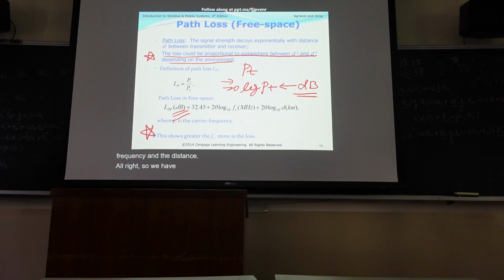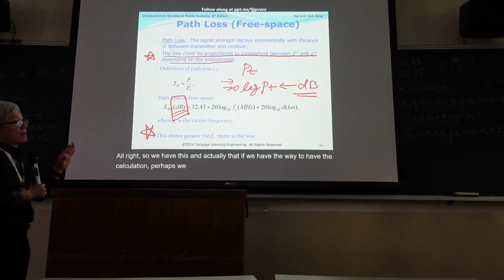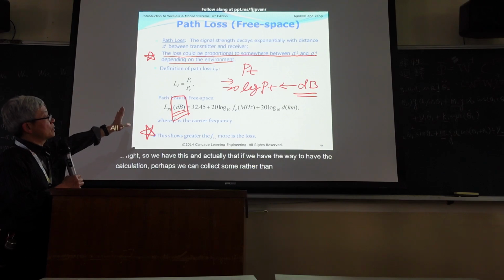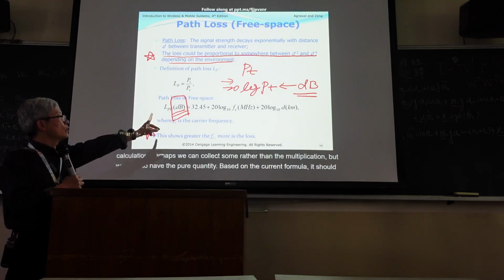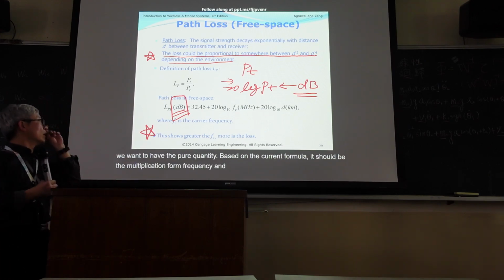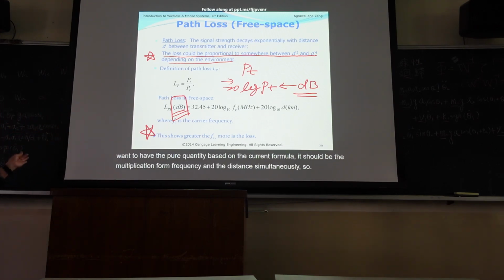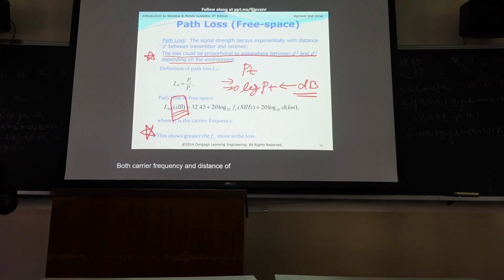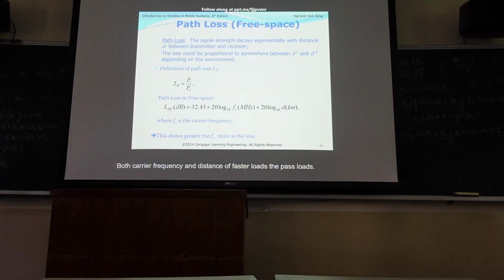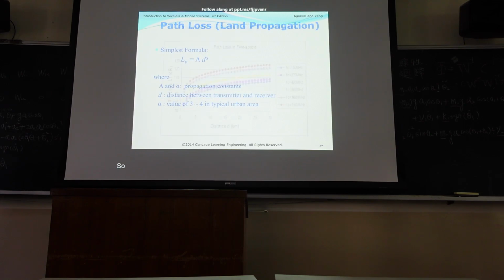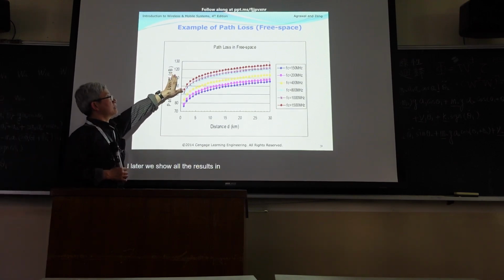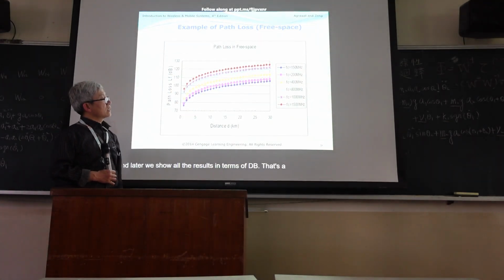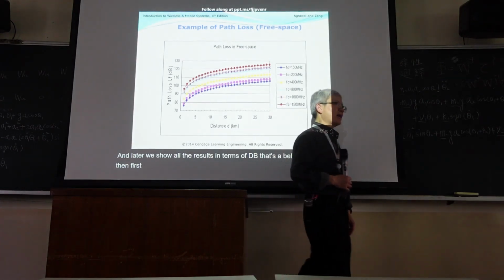Actually, I don't know if we have a way to calculate it, perhaps we can take a sum rather than the multiplication. But we want to have the pure quantity. In the current formula, it should be the multiplication of frequency and distance simultaneously. So both carrier frequency and distance affect the path loss. So I emphasize dB. And later we show all the results in terms of dB, decibel. First, we show the current figure like this.